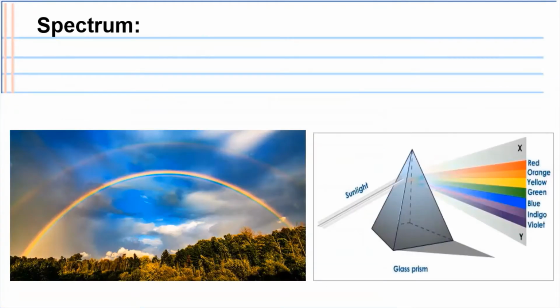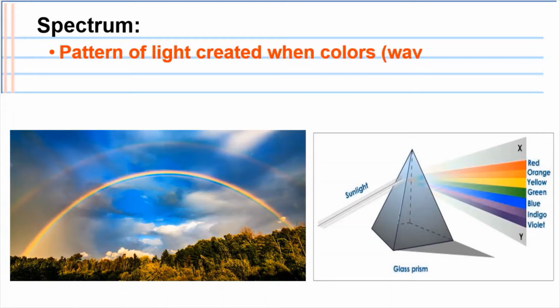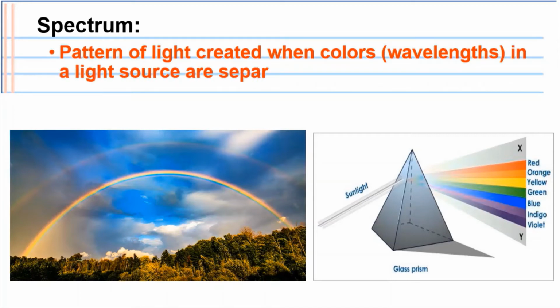So before we start looking at some of the evidence for Bohr's model and for the ground state and excited state, we need to talk about a couple of vocabulary words. And one of them is the spectrum. A spectrum is a pattern of light that is created as the wavelengths of light or the colors of the light are separated as the light gets bent. So we get a pattern of colored lights as the wave is bent.